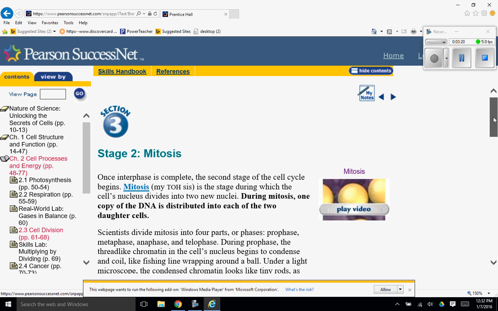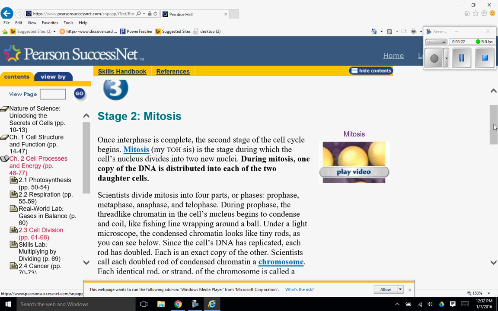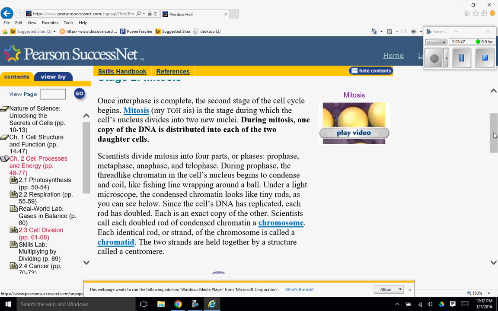Stage 2, mitosis. Keep in mind, mitosis has 4 parts. Once interphase is complete, the second stage of the cell cycle begins. Mitosis is the stage during which the cell's nucleus divides into two new nuclei. During mitosis, one copy of the DNA is distributed into each of the two daughter cells. Scientists divide mitosis into 4 parts, or phases: prophase, metaphase, anaphase, and telophase.